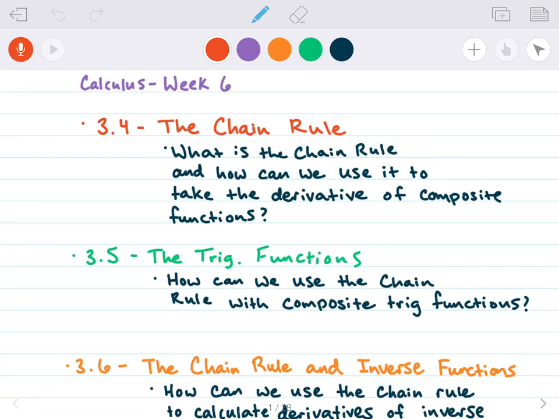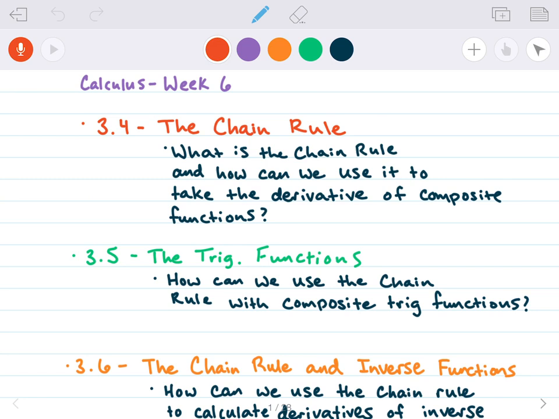Hey guys, this week, week 6, we are going to talk about how to take derivatives of composite functions. So, in other words, functions within functions. How do we take the derivative of those? And we're going to do that with something called the chain rule.